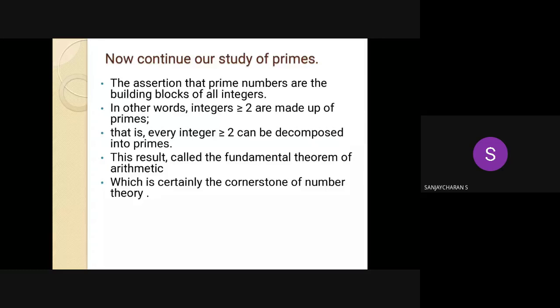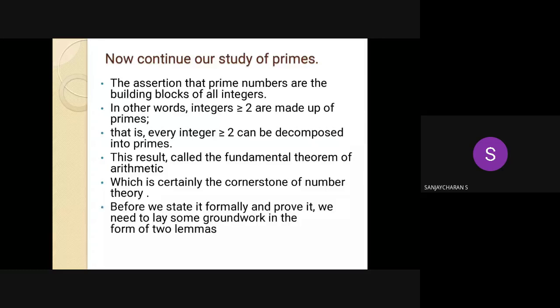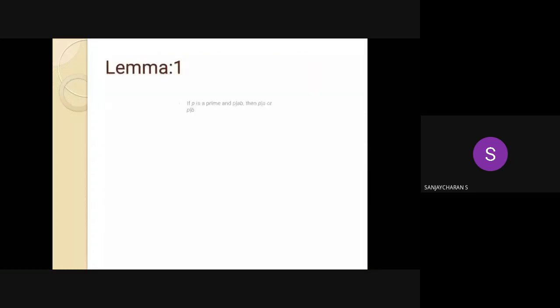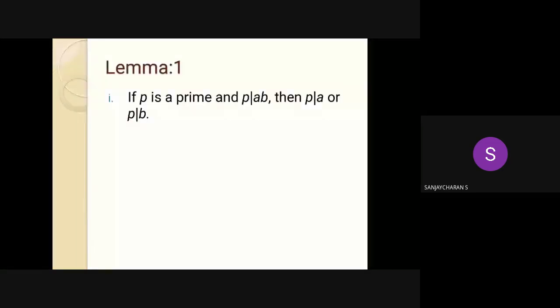Okay. Before we state it formally and prove it, we need to lay some groundwork in the form of 2 lemmas. First, lemma 1: if P is a prime and P divides AB, then P divides A or P divides B. What it means is that if a prime number divides a product of 2 integers, then definitely the prime number divides one of the integers.